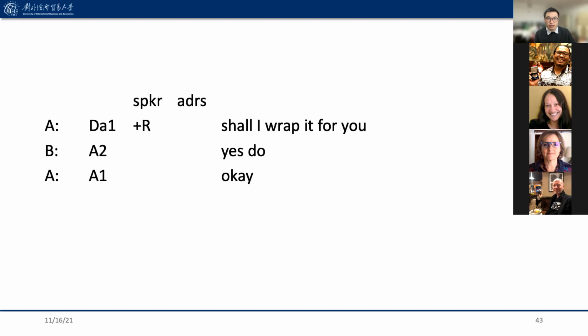Now, if we analyze this in terms of what we just said, then we would say that the speaker here is positioned as responsible, and SPKR here means speaker and ADRS means addressee. The speaker plus R means responsible. So the option of speaker responsible is selected. This is quite apparent in English, because in English, for such clauses, we would need to include that pronoun. So, shall I wrap it for you? And this also tells us that at DA1, the addressee is not positioned as responsible.